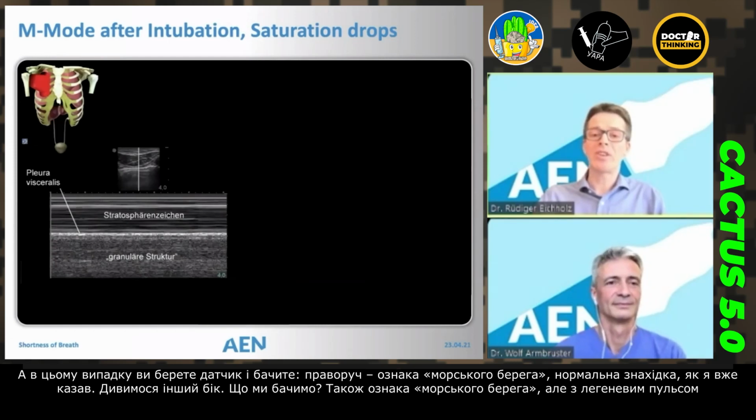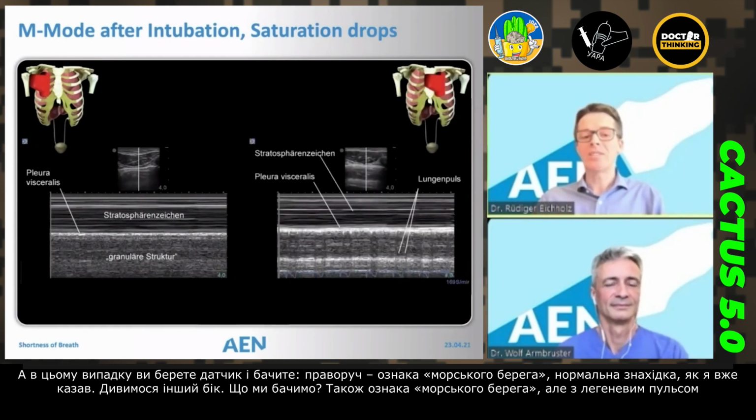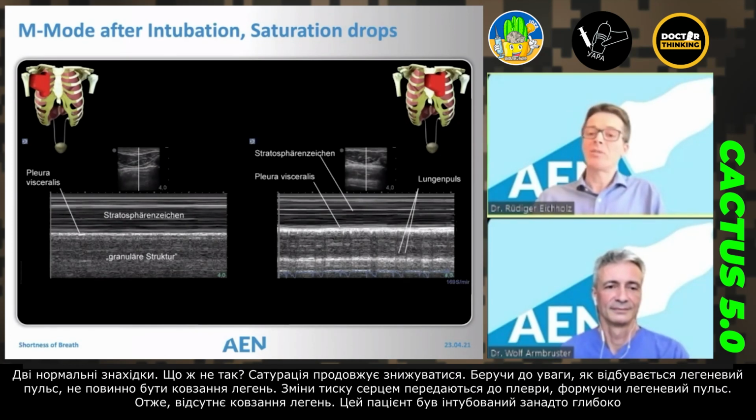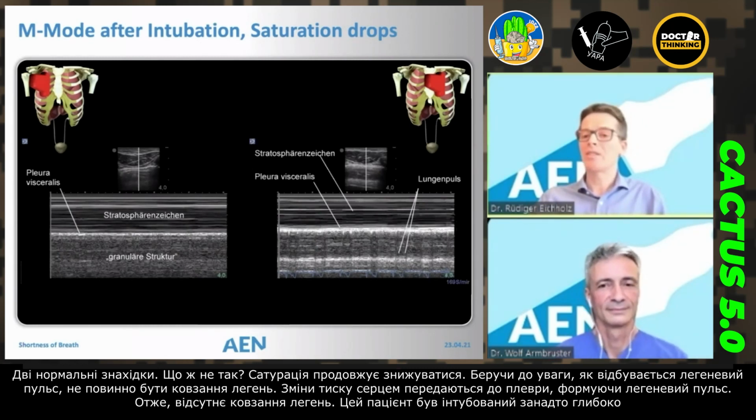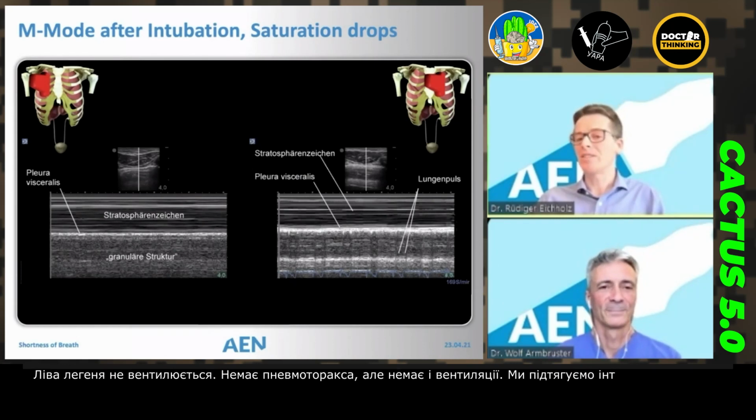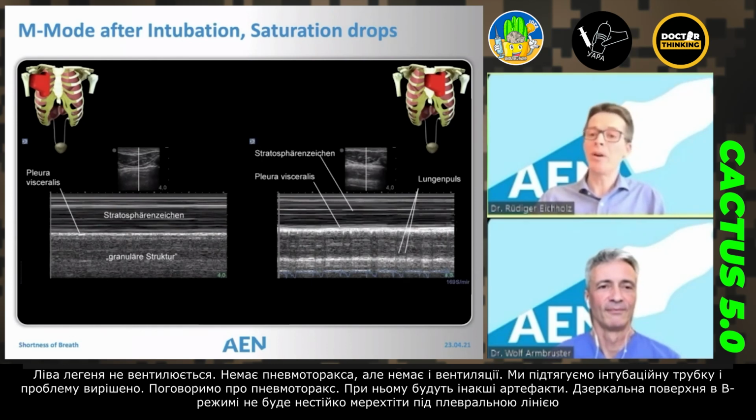So that's normal. If you go to the other side, what you see here is again a seashore sign in a way, but it is also with lung pulse. So two normal findings. So what's wrong with it? The saturation still drops. Taking into consideration how lung pulse comes about, it must be that there is no lung sliding, because the pressure changes of the heart are being transmitted to the pleura, creating the lung pulse. So there is no lung sliding. Hence, this patient is intubated too deeply. So the left side is not ventilated. There is no pneumothorax, but it's not ventilated. So tube out and the problem is solved. Okay.